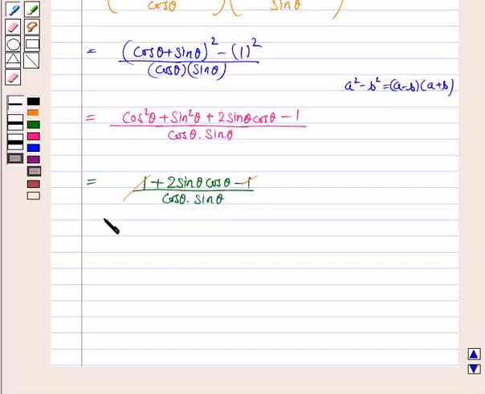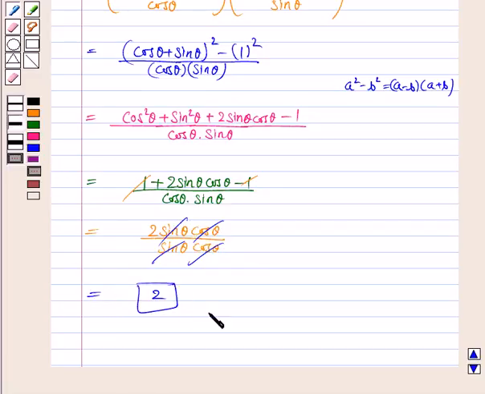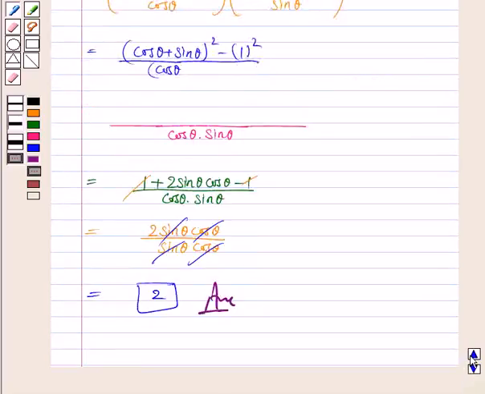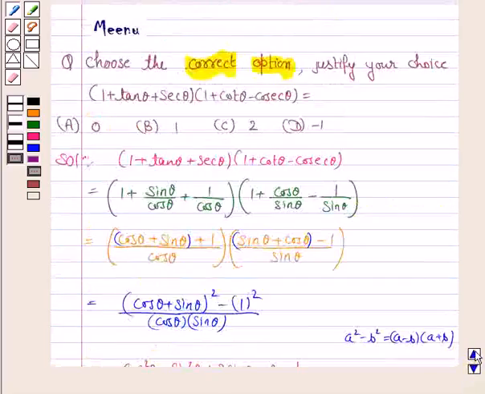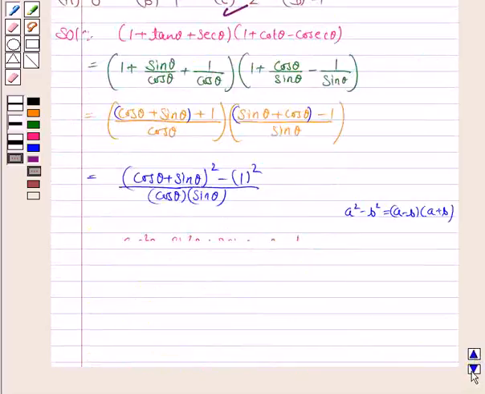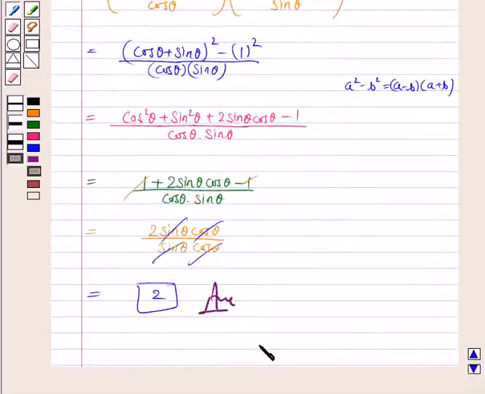Plus 1 gets cancelled with minus 1 and we are left with 2 sin θ cos θ upon sin θ cos θ. Sin θ gets cancelled with sin θ, cos θ gets cancelled with cos θ, and we are left with 2. So the answer is 2, and the correct option is C. So C is the correct option.